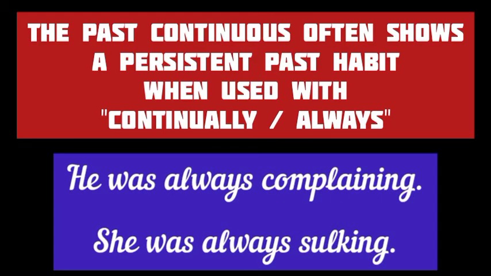Sometimes the past continuous tense also shows a persistent or continuous habit of the past when we use it with adverbs like continually, always, etc. For example, he was always complaining or she was always sulking. Here, with the help of the past continuous tense, we show a person's continuous habit of complaining or sulking.